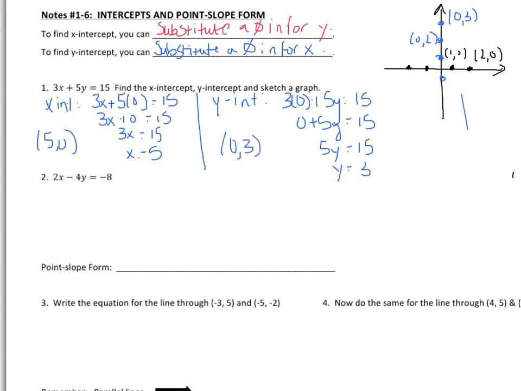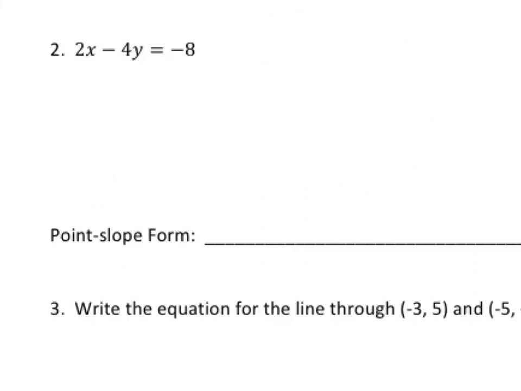Let's go ahead and sketch what that graph looks like. At 5, 0, so 1, 2, 3, 4, 5, 0 is my x-intercept, and my y-intercept is at 0, 1, 2, 3. And I can go ahead and sketch the line by connecting the two points. Moving on to the next problem, let's do the same thing for this one. If I want to find my x-intercept, I'm going to take a 0 and plug it in for y.